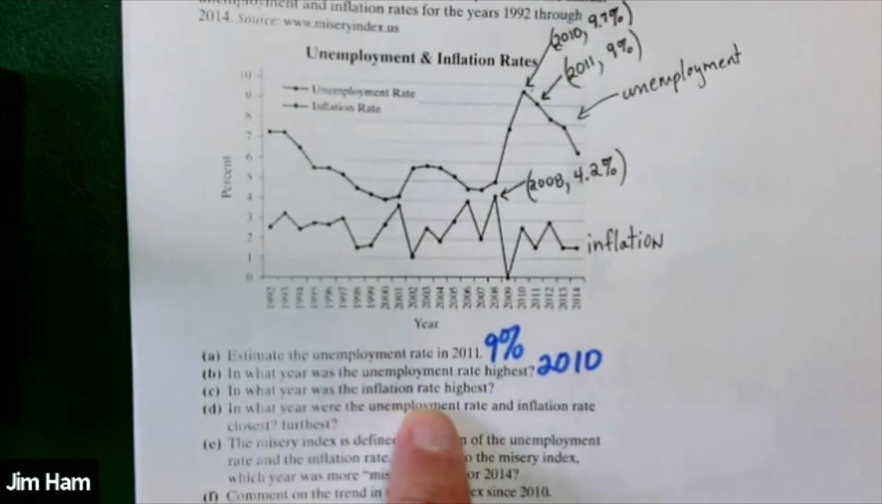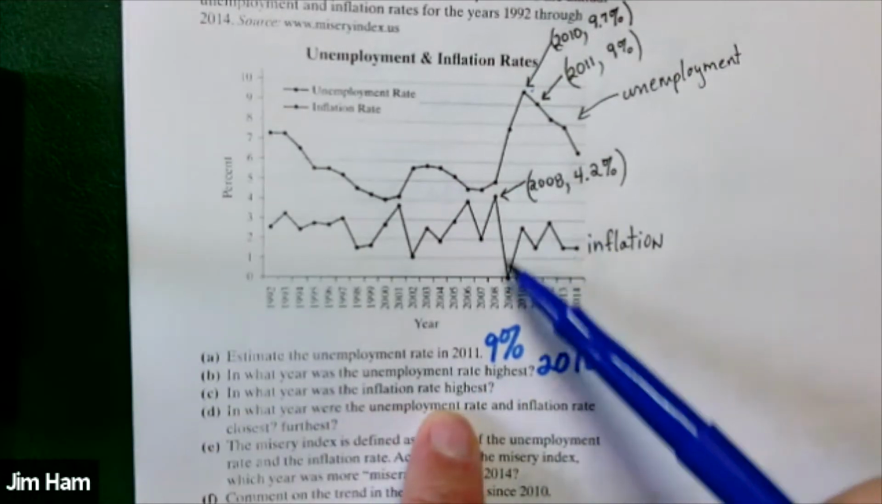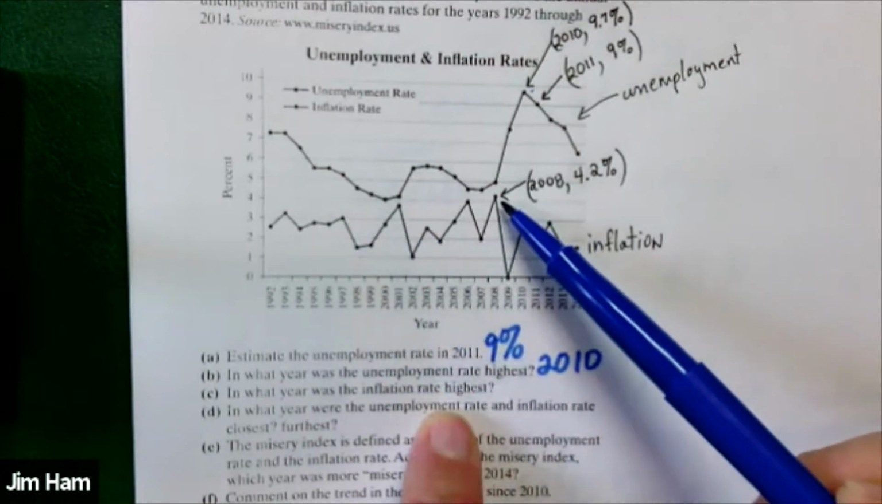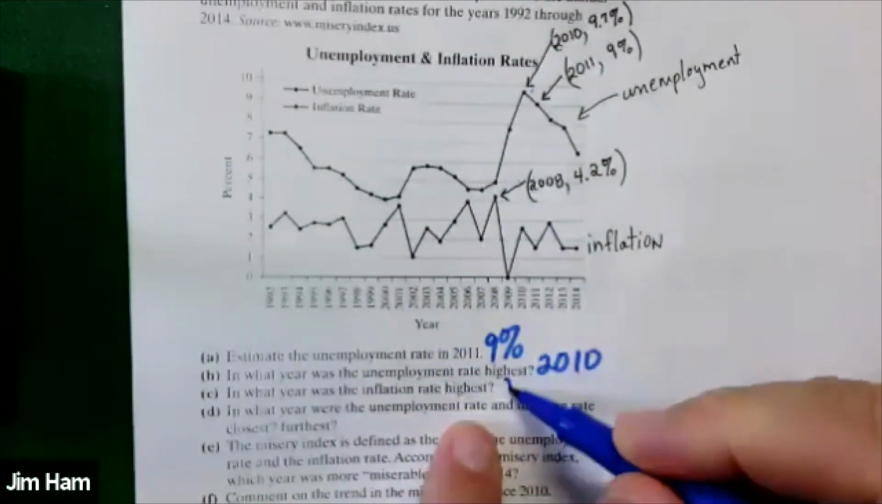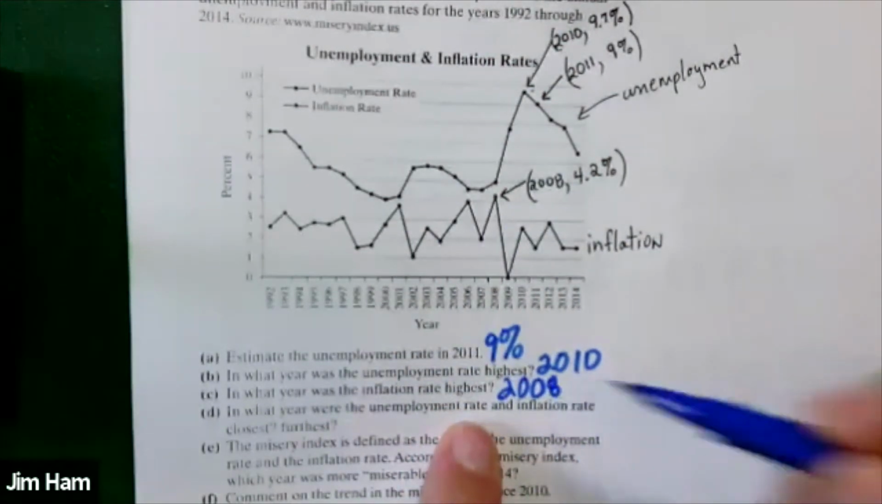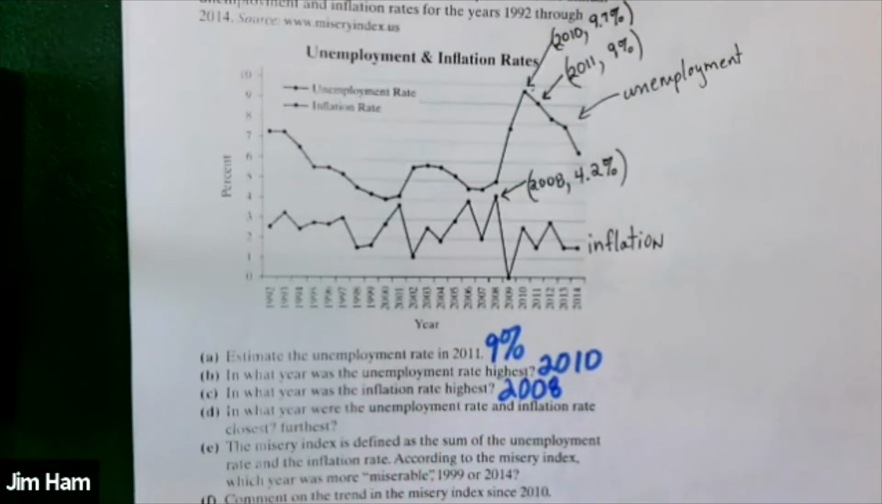In what year was inflation the highest? Well, here's the inflation curve, and its highest point is this one, and that corresponds to 2008. The inflation rate was 4.2. I think now it's under 3. It fluctuates from year to year. It's pretty low right now.